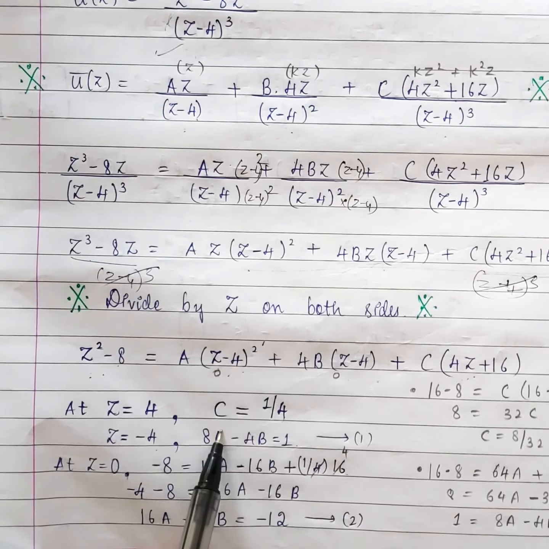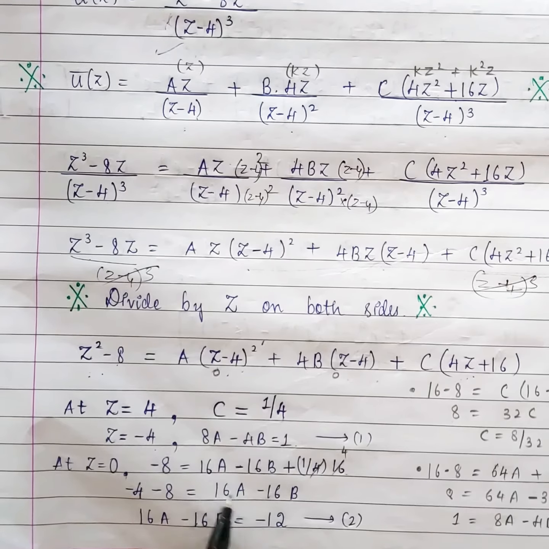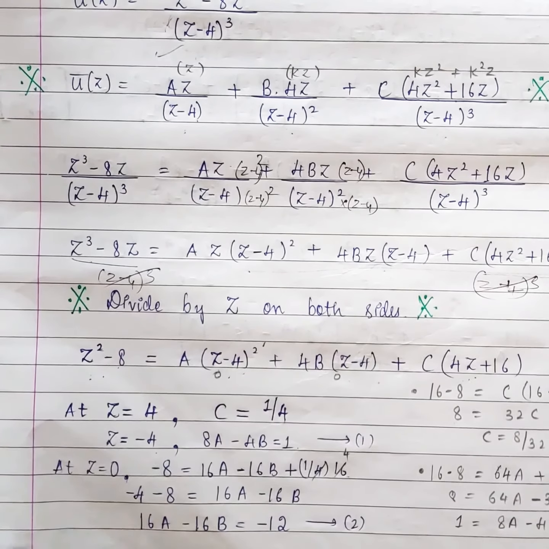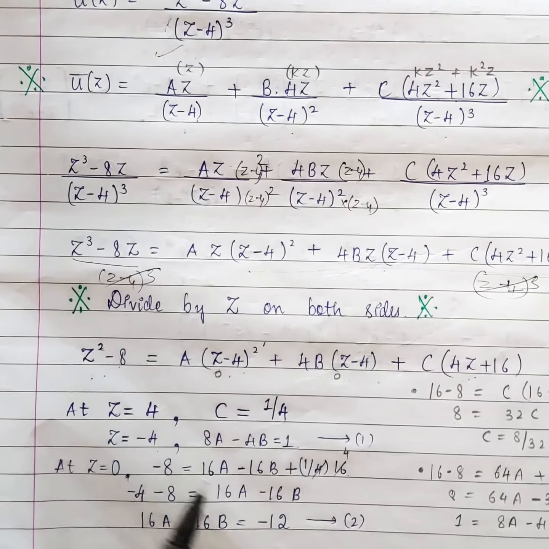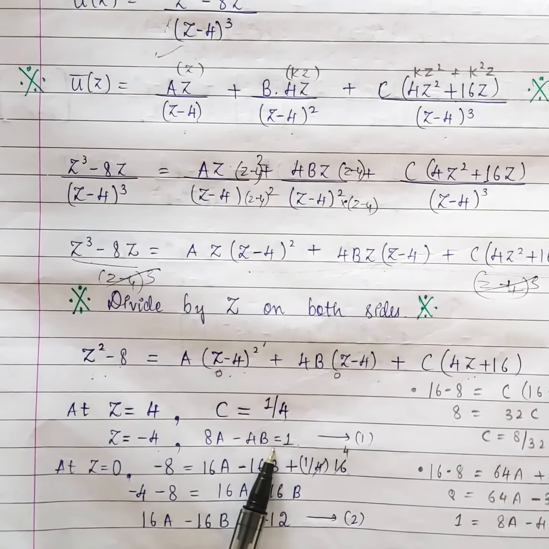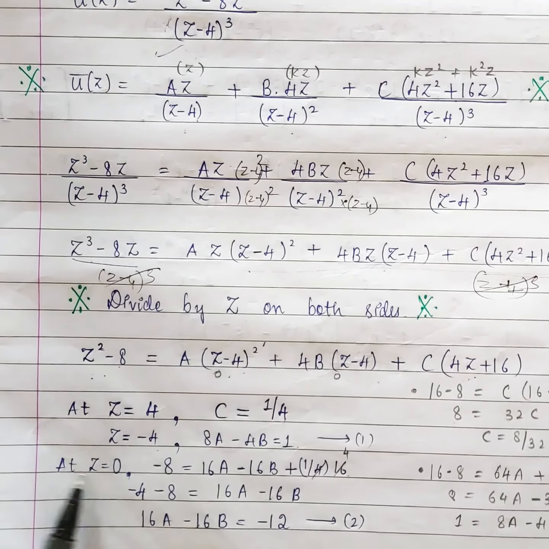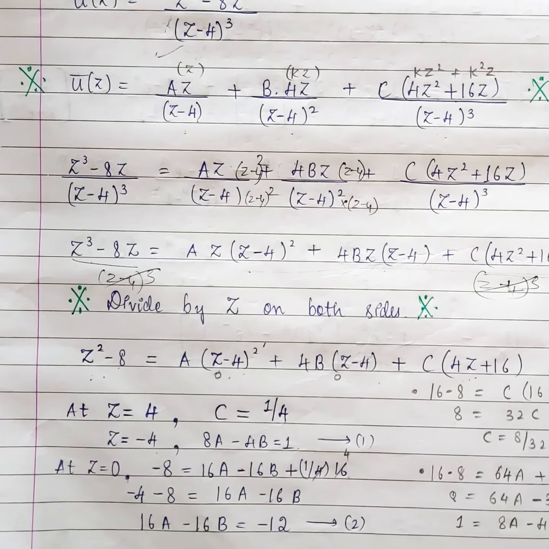So now if you see these two equations, it's a combination of a and b. Two equations, two unknowns. If you solve it, you will get a and b. Okay, so z is equal to 4, I am getting an equation in terms of a and b. Z is equal to 0, I am getting an equation in terms of a, b and c. Already I know the value of c. If I substitute, I will get an equation in terms of a and b.